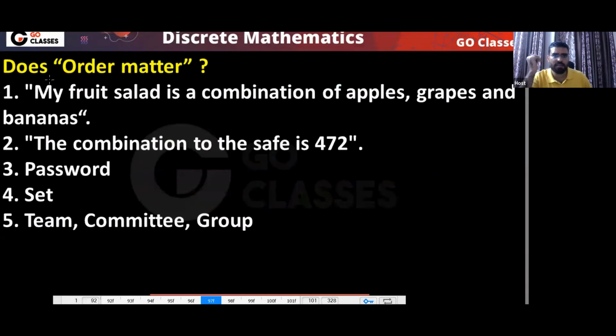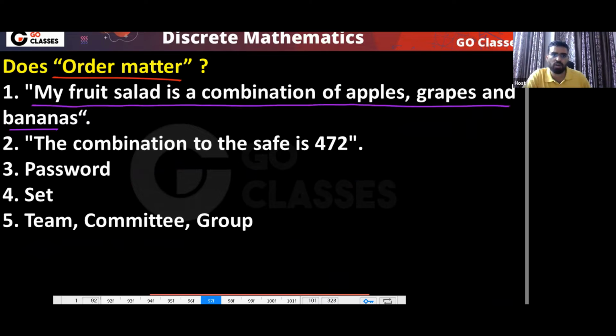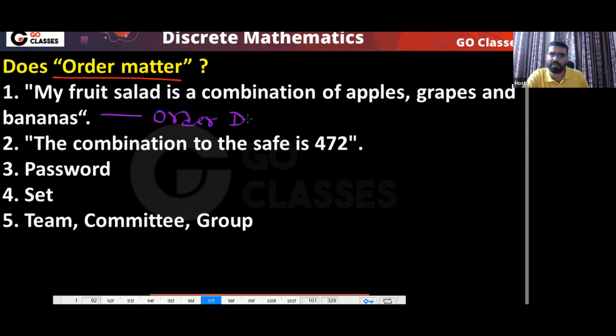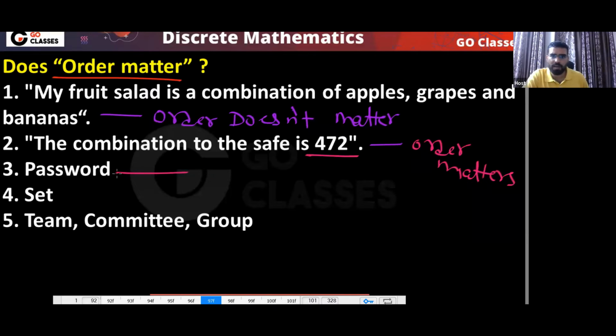So what I'm saying is, does order matter or not? Tell me, in which problem will order matter? My fruit salad is a combination of apple, grapes, and bananas. Does order matter or not? Order doesn't matter here. And what about this? The combination of the safe is 472. Here order matters, because this is your password. So in a password, order matters, but in a set, order doesn't matter.